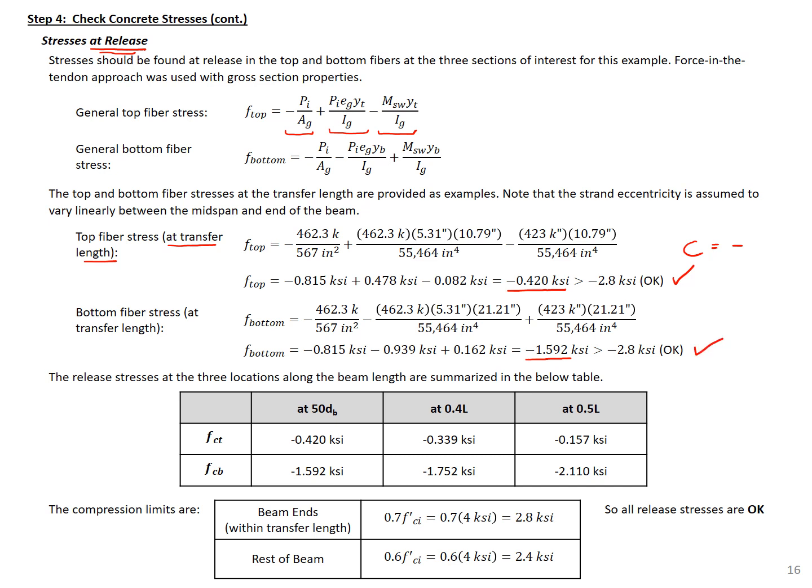You can see in this table the stresses at 0.4L and 0.5L as well. And in all cases, we meet our stress limits. So we're okay. All of our stresses check at release.